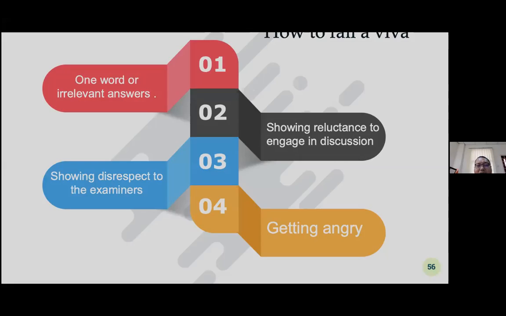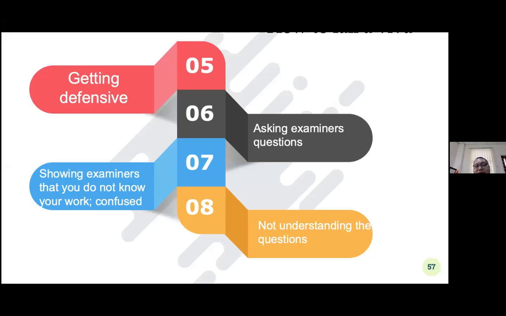This one. Okay. Getting defensive, asking the examiners questions. You need to understand that during the Viva, the examiner will ask you the question, not the vice versa. Towards the end, the examiner will ask you the question. No, you don't ask the examiner the question. So you are doing the Viva, not the examiners. Showing the examiner that you do not know your work, confused. This one, try to avoid. Not understanding the question. Okay.